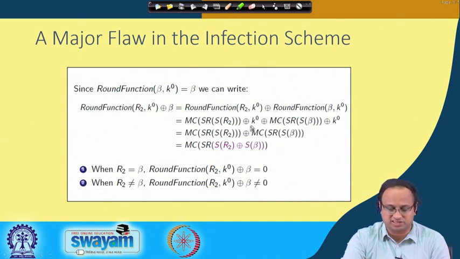Now this K0 and this K0 get cancelled, and note that mixed column and shift rows are linear operations, and therefore I can take them in common, and what I have here is S of R2 XORed with S of beta, which I cannot combine because the S function is nonlinear. But if R2 is equal to beta, then these two things will be the same, and therefore this result will be 0. So there is no contamination which happens because of this. But if R2 is not equal to beta, then this value will be non-zero, because S of R2 and S of beta will also not be the same, since the S function is bijective in case of AES.